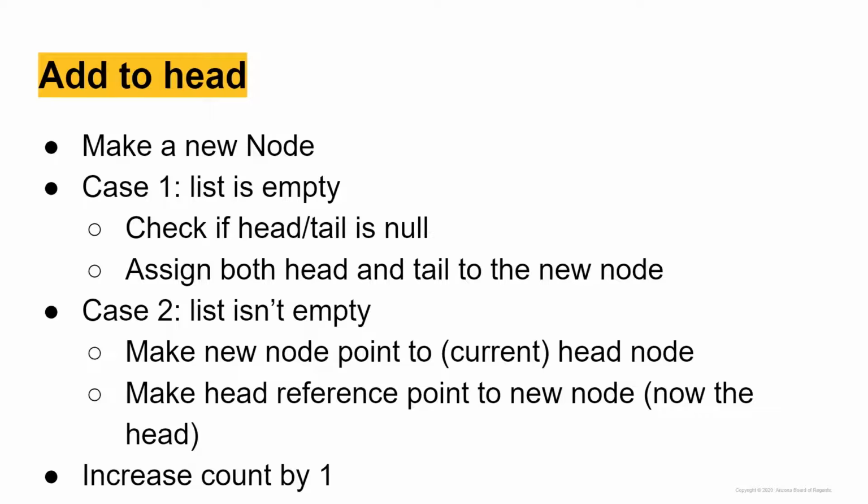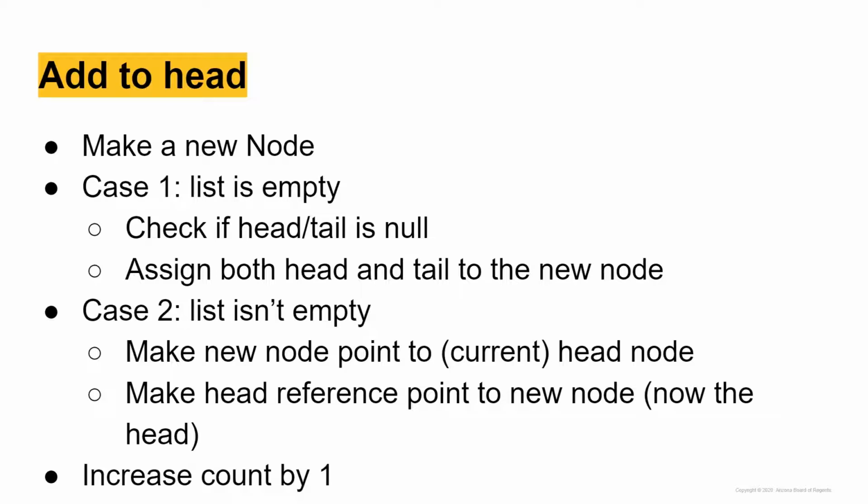All right, so let's talk about adding to the head. First of all, the first thing you want to do is create the new node by instantiating the node class as an object. Once you've done that, there are two cases here: either the list is empty or the list is not empty.